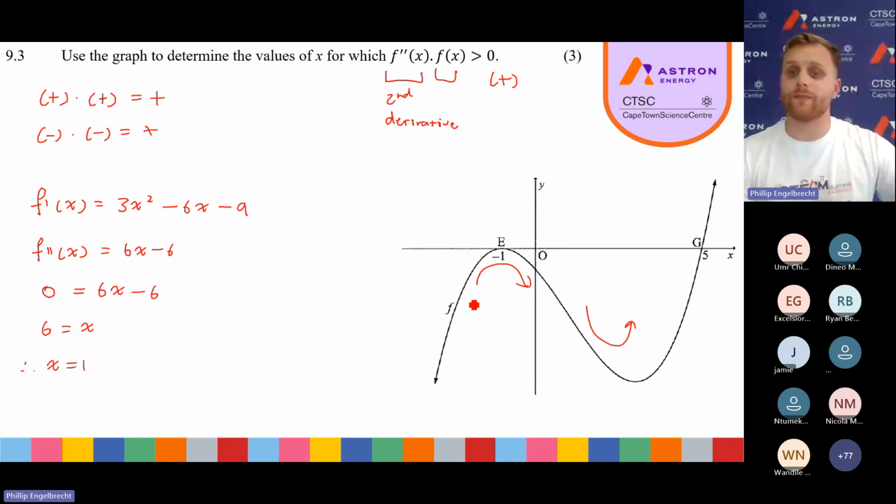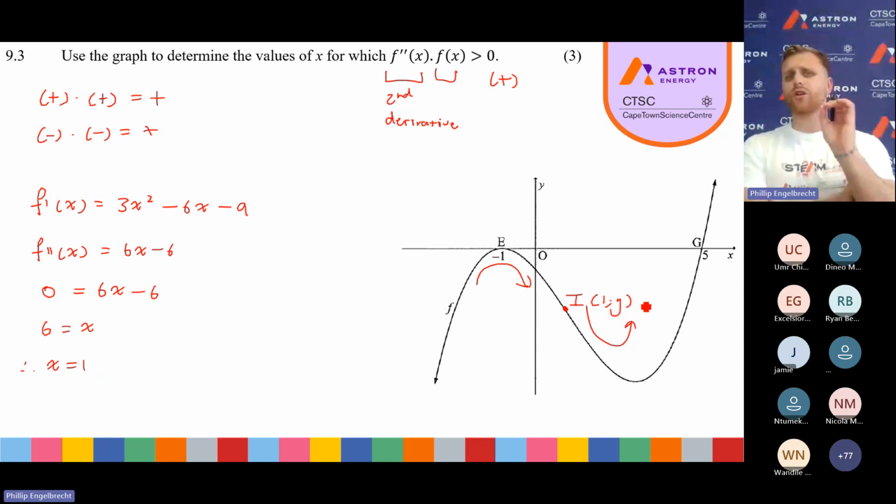So what does that mean? It means that the x value for my inflection point over here, I'm just going to say I, is 1. Okay? And it's some y value. Now, I'm not even going to find the y value. Why? Because they're only asking you to consider the values for x.